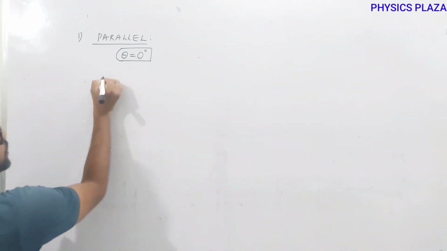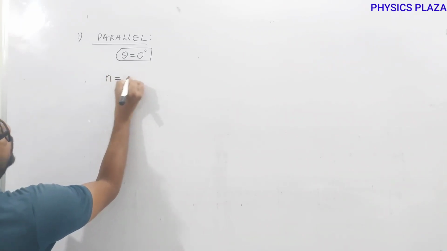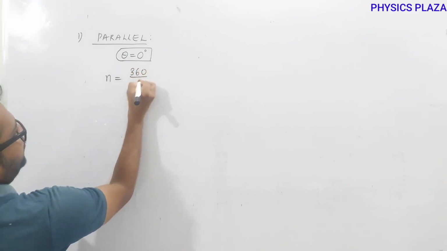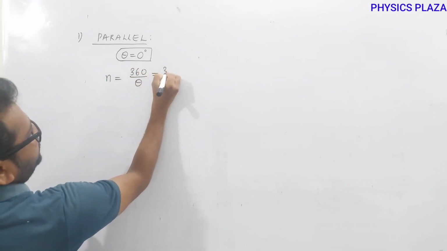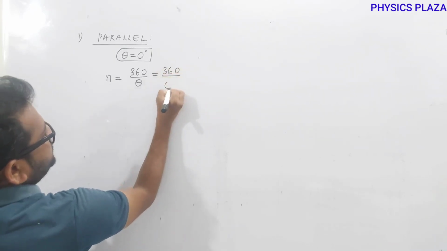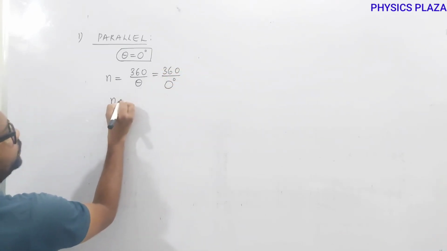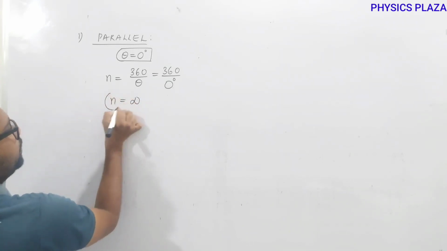Yes, look here. We know that n is equal to 360 by theta. So this will be 360 by 0 degrees. So this is going to be an infinite number of images.